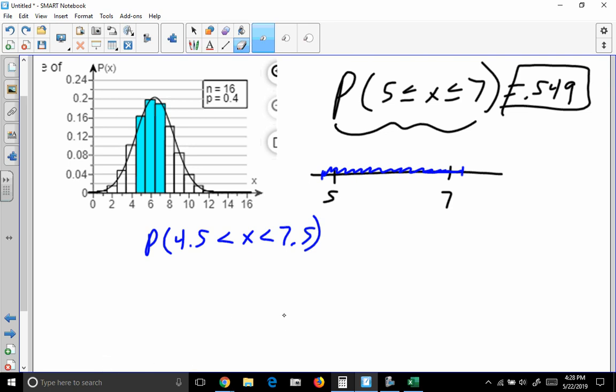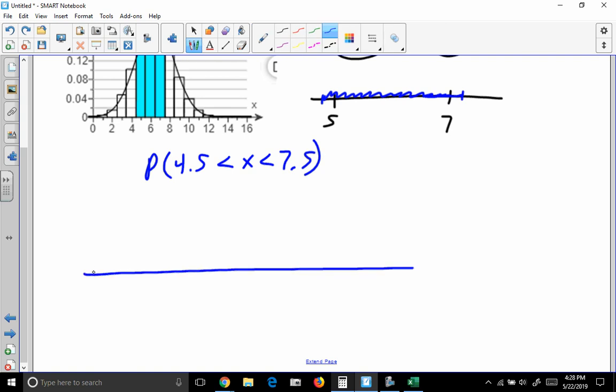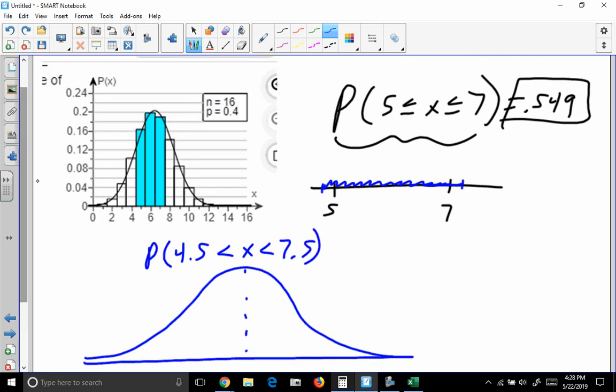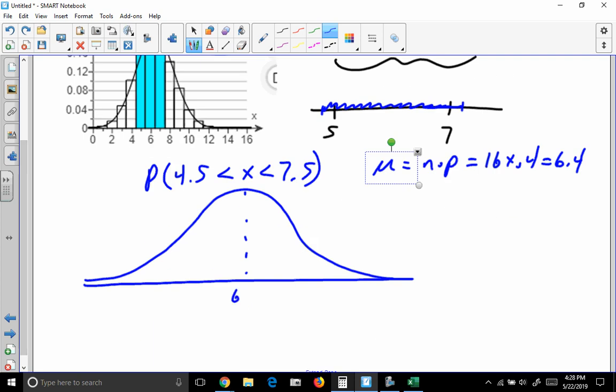Well, what do we do? How do we find a normal distribution after all? So if we sketch our normal distribution, we need to know what the mean is. Well, we know how to get the mean for this. The mean for a binomial distribution is n times p. So if we do n times p, we get that the mean of our distribution is 6.4.